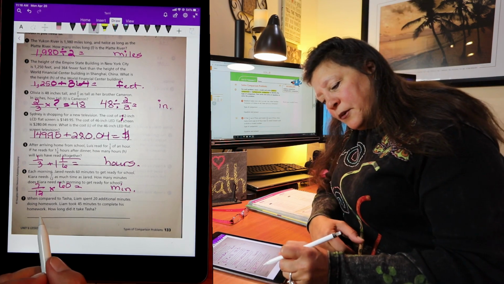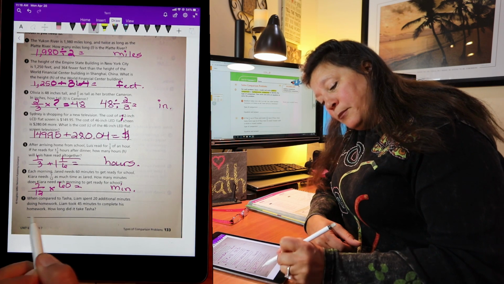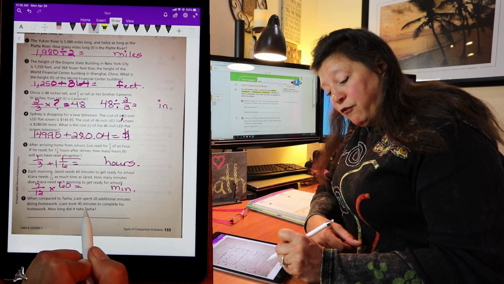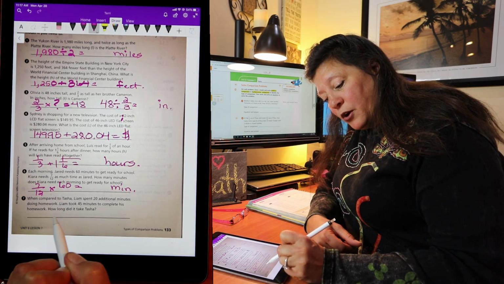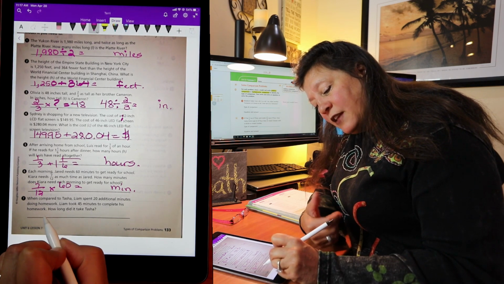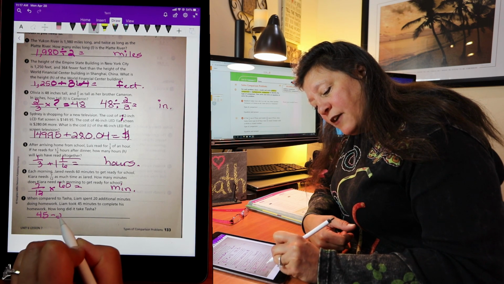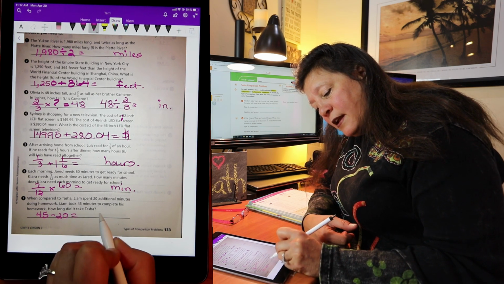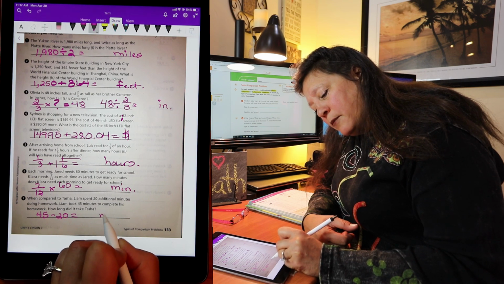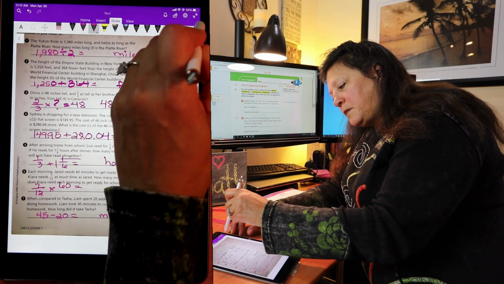Minutes. Number 7, when compared to Tasha, Liam spent 20 additional minutes doing homework. Liam took 45 minutes to complete his homework. How long did it take Tasha? Well, he had 20 minutes additional, and he took 45. So we're going to take our 45 minus the 20, and that's going to give us how many minutes Tasha spent on her homework.